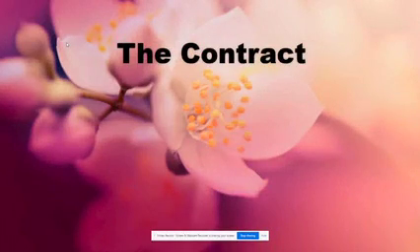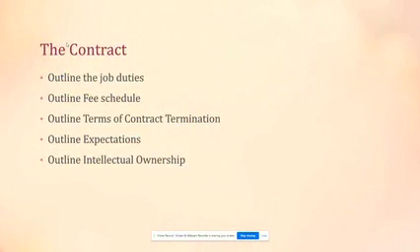All right, guys, the last part is the nurse contract. Again, I won't say there's not a right or wrong, because it is a right or wrong way to write a contract, but it's your agency, so you can formulate, include, exclude anything in your contract that you feel necessary. A contract at minimum should outline the job duties, fee schedule, terms of contract termination, the expectations, and the ownership of the intellectual property.